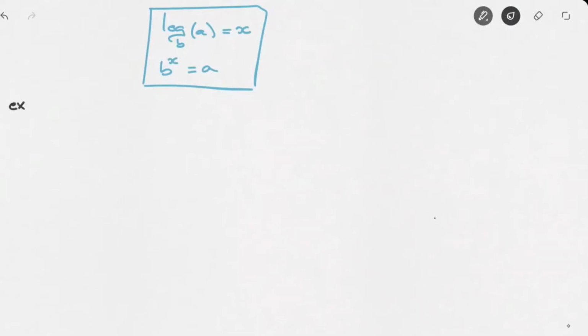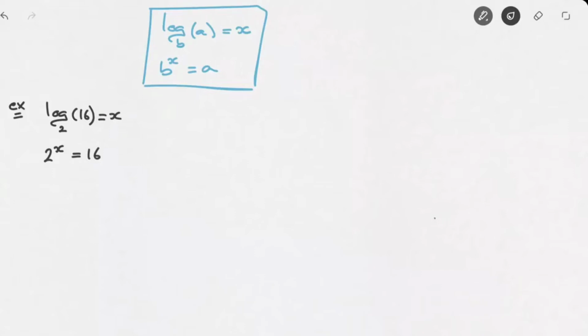Let's say we're asked to evaluate log base 2 of 16. Well, to begin with, it's a good habit to say that this must equal some value x. And now that we've done this, we're going to go ahead and rewrite this logarithmic expression in exponential form. And since the base here is 2, this would look like 2 raised to the power of x equals 16. Now, thanks to this step, we have now turned this logarithmic equation into an exponential equation.